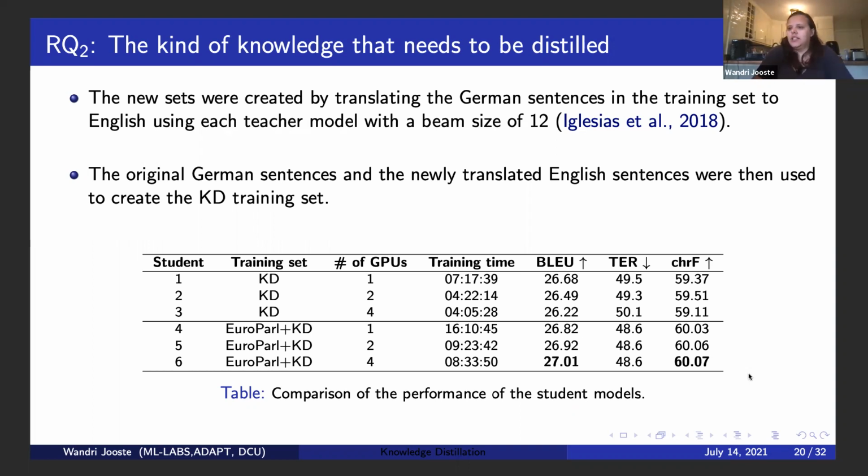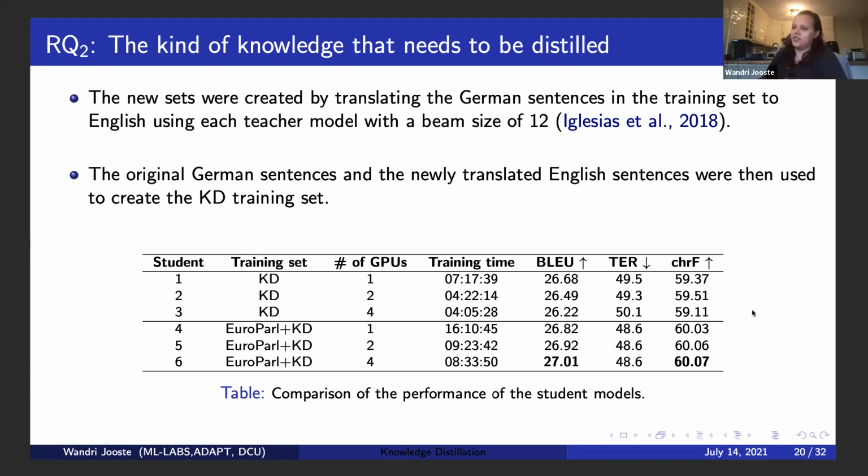For the student models, student model 6 was trained on the Europarl and knowledge distilled training sets with 4 GPUs, and that has the best BLEU score overall for all our models. For some reason, the BLEU score went up as the GPUs went up, but the translation error rate actually stayed the same. So we could look into that a bit more. And then also the training times for these types of students are longer than the teacher training times as well.